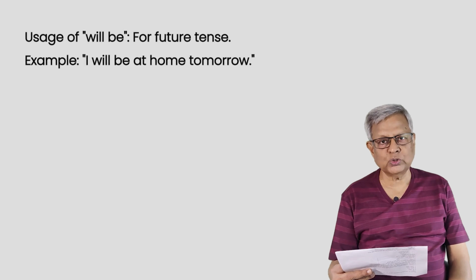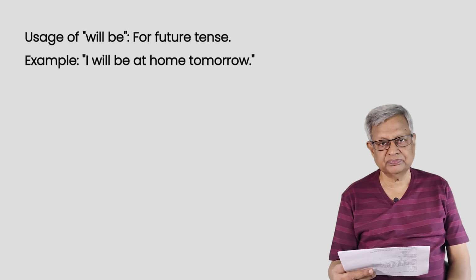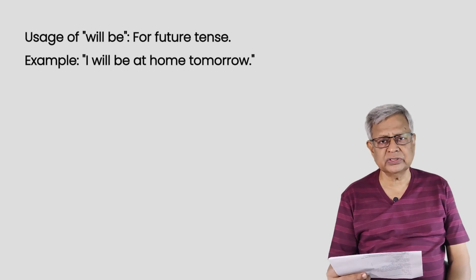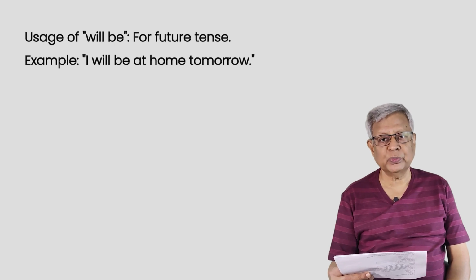So we have seen the various kinds of be form like is, are, was, were and all. Now be itself can be used. You see this sentence: I'll be at home tomorrow. Husband is making a phone call to his wife. He is somewhere else. He is telling his wife, I'll be at home tomorrow.